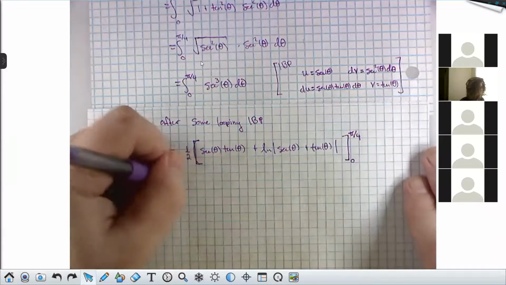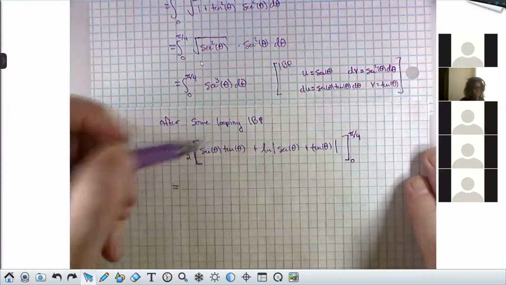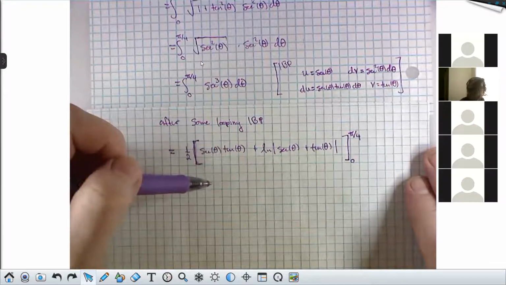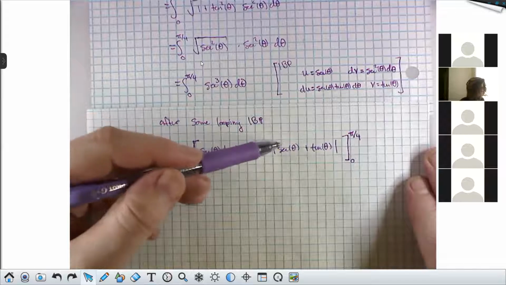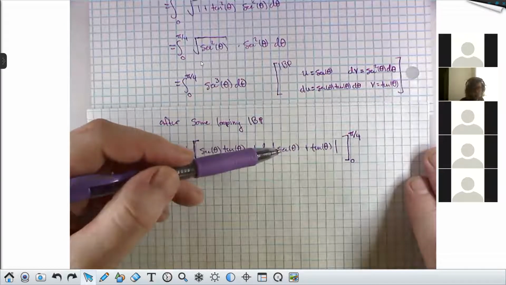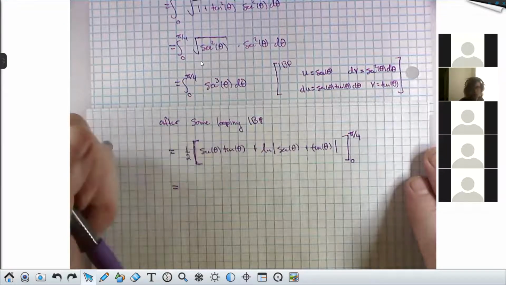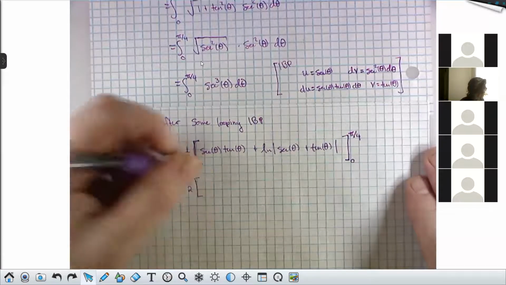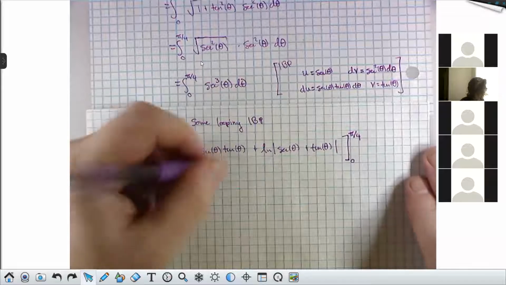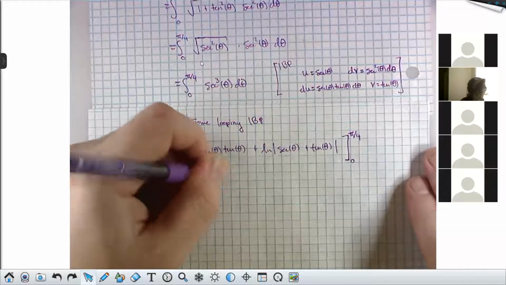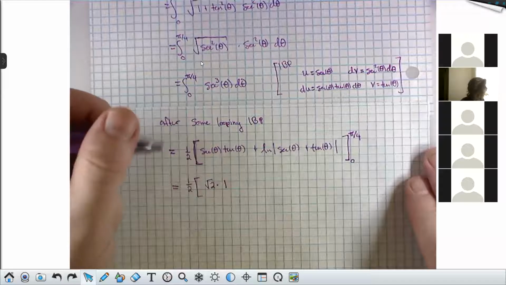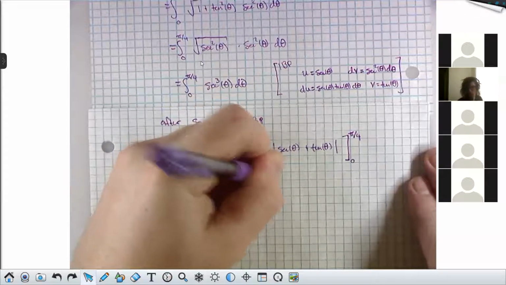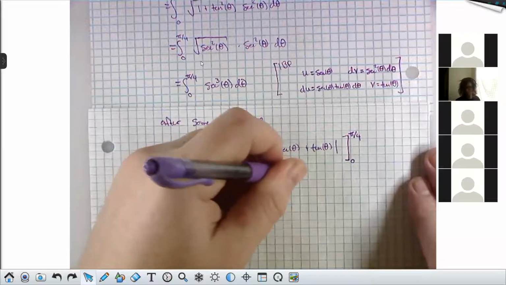Now, if we evaluate this at the lower bound, I would have secant of 0 times tangent of 0, which is 1 times 0, so that would be 0. And inside the natural log, I would have secant of 0 plus tangent of 0, which is 1 plus 0, and the natural log of 1 is 0. So no contribution from the lower bound, but at the upper bound, we get the secant of pi over 4, which is the square root of 2, times the tangent of pi over 4, which is 1, plus the natural log of the secant of pi over 4, which is again square root of 2, plus the tangent of pi over 4, which is 1.